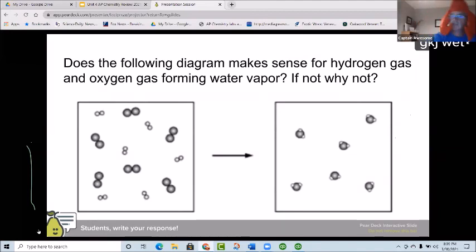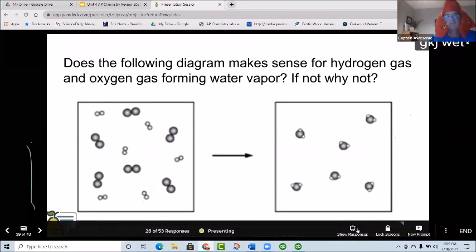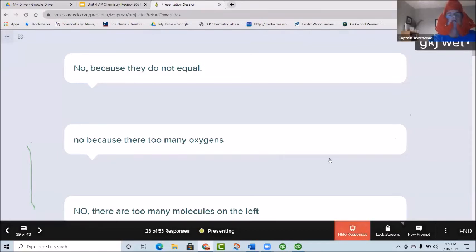And this is the College Board's way of giving you a math problem on the multiple choice without actually asking you to use a calculator or do math. So can you match up these particulate drawings? Let's see what y'all are saying for answers.